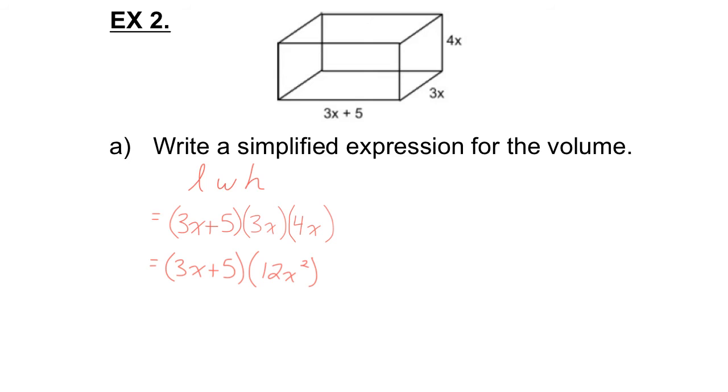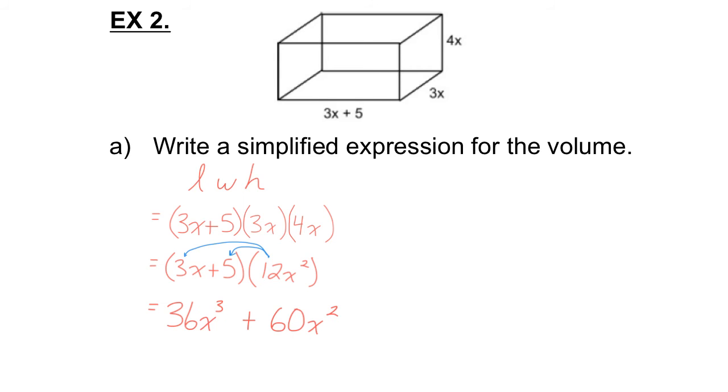And now we can multiply 12x squared by 3x plus 5. And we're doing that distributive property. So 12x squared times 3x is 36x to the exponent 3. Because remember, when you're multiplying x squared times x, you're multiplying powers with the same base, you add the exponents. And then we have 12x squared times 5. So that ends up being 60x squared. So the simplified expression for the volume is 36x cubed plus 60x squared.